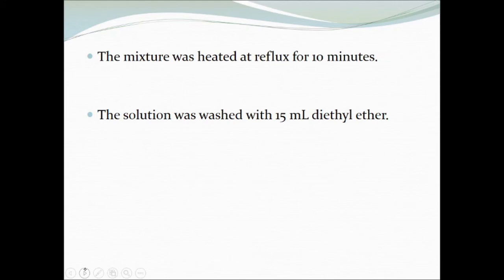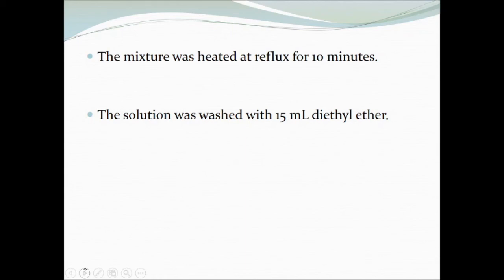Likewise, a solution was washed with 15 milliliters of diethyl ether. A student at your level should understand what it means to wash a solution. They should know what glassware is involved, that you're using a separatory funnel, that washing involves mixing the liquids and venting and then separating the layers. All of that is implied when you say washed. You do not need to mention the glassware. You do not need to mention that the layers were separated. That is implied when you say washed.